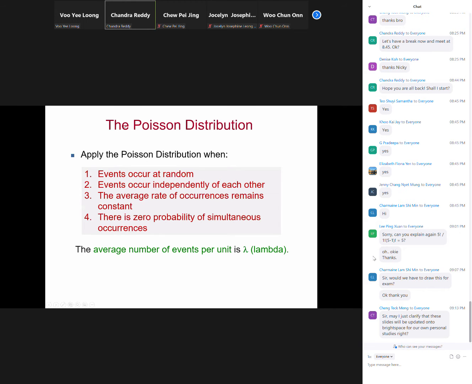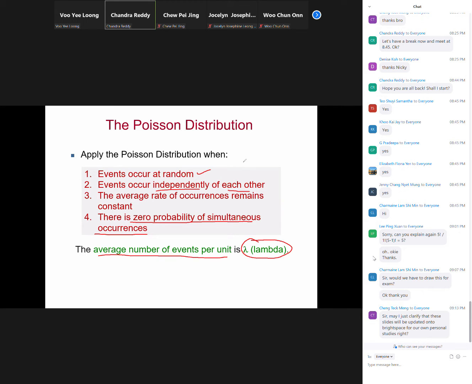We apply the Poisson distribution when we know the events occur at random. The events occur independently of each other, and the average rate of occurrence remains constant. This is important. The average number of events per unit, we define with the symbol lambda. Lambda is the symbol used in the Poisson distribution, and it refers to the average number of events in a unit. The Poisson distribution also requires the condition that there is zero probability of simultaneous occurrences. All right, so under these conditions, we apply the Poisson distribution.